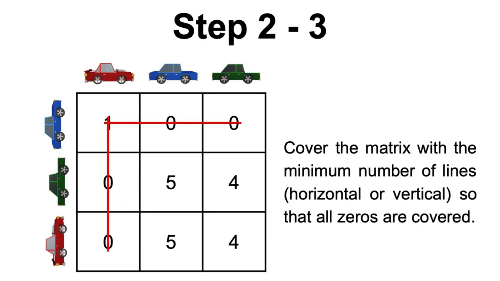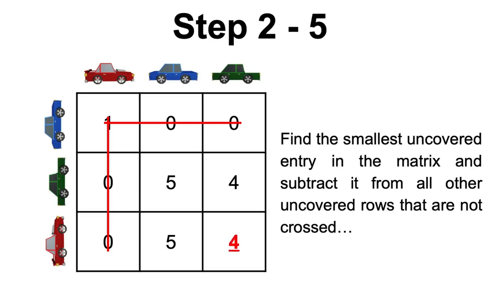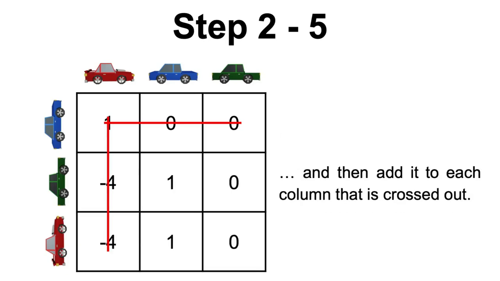Then we cover the matrix with the minimum number of lines, horizontal or vertical, so that all zeros are covered. If there are n lines drawn, an optimal assignment of zeros is possible and the algorithm is finished. Unfortunately, this is not the case in this example, since we have drawn only 2 lines. And as a result, we go to the next step where we modify the cost matrix based on the uncovered zeros. Firstly, we find the smallest uncovered entry in the matrix and subtract it from all other uncovered rows that are not crossed, and then add it to each column that is crossed out.